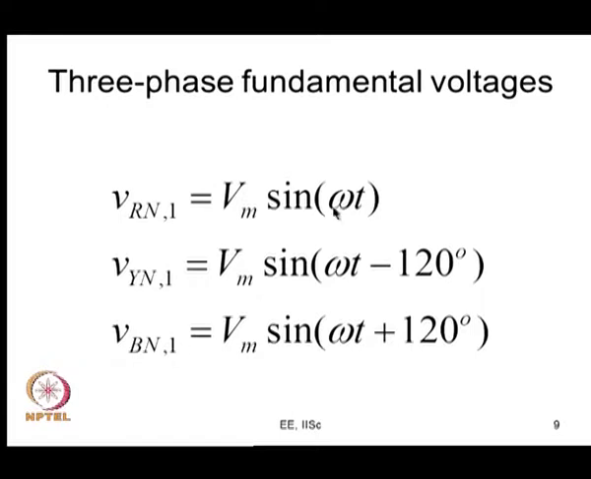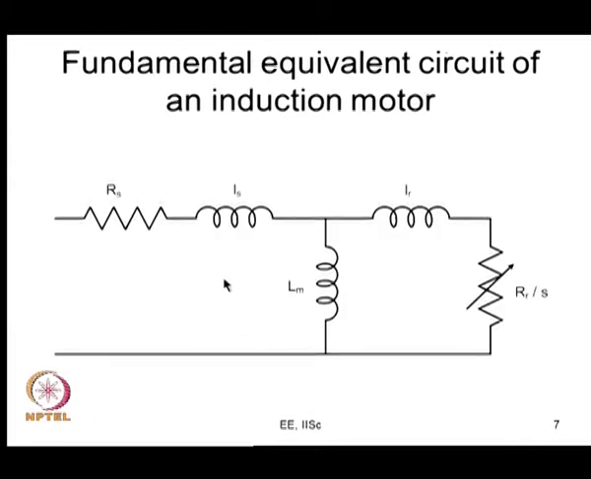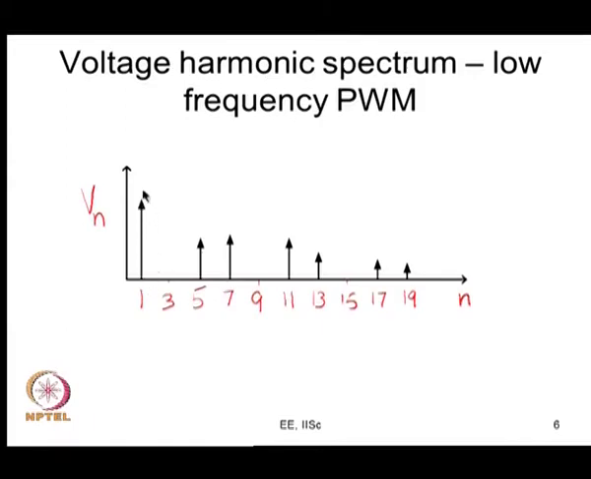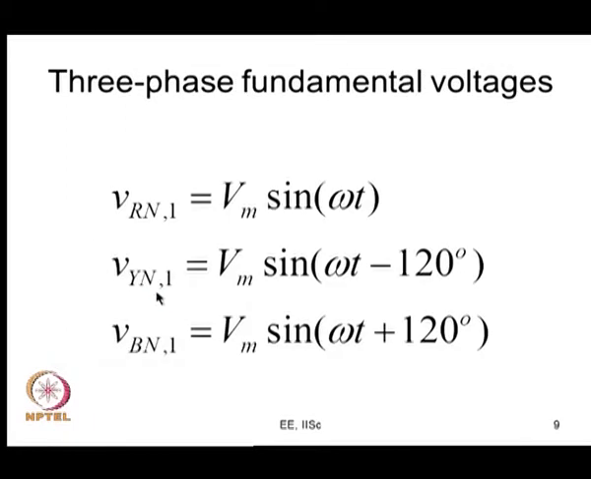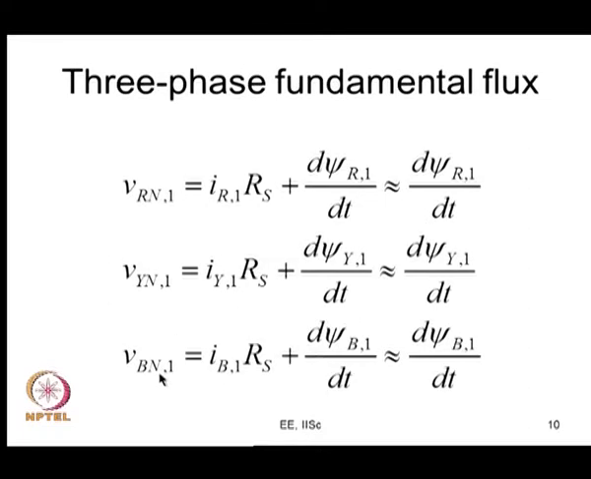So, you have the 3 phase fundamental voltages. This considers only the fundamental component, the component here. Let us go one by one. Let us call that amplitude Vm. So, it is Vm sin omega t, Vm sin (omega t minus 120), Vm sin (omega t plus 120). What are these? These are the fundamental components of the 3 phase voltages that we have applied.